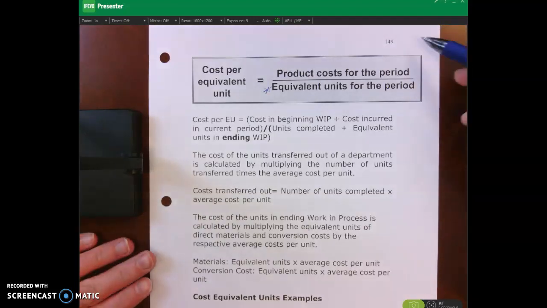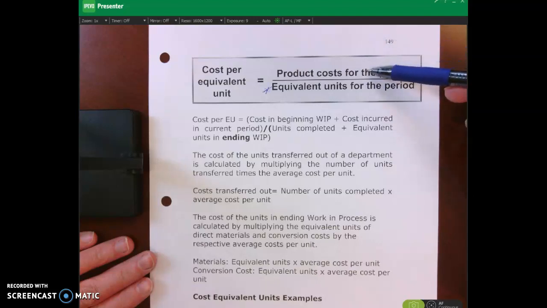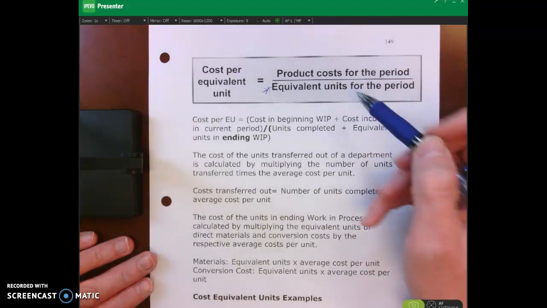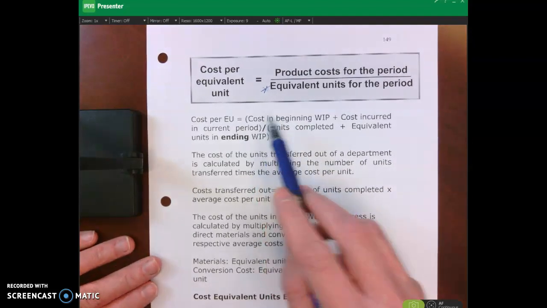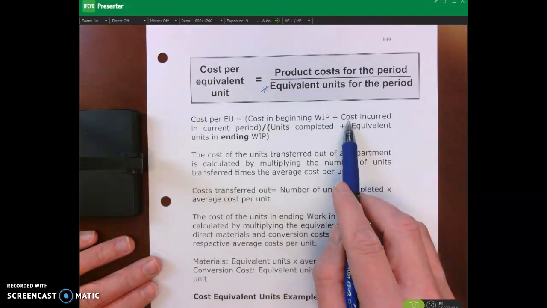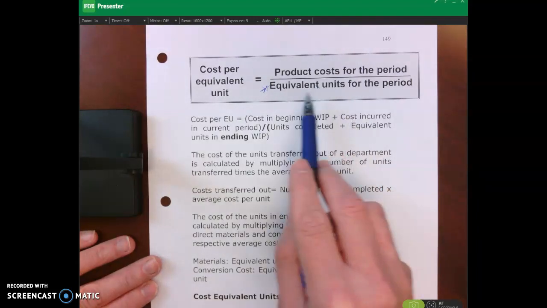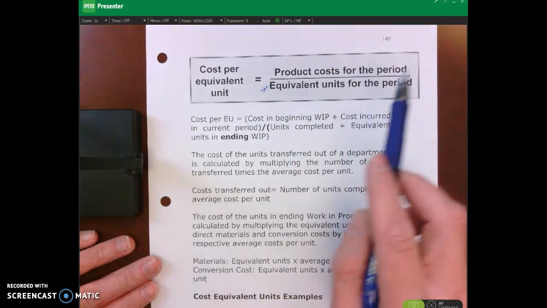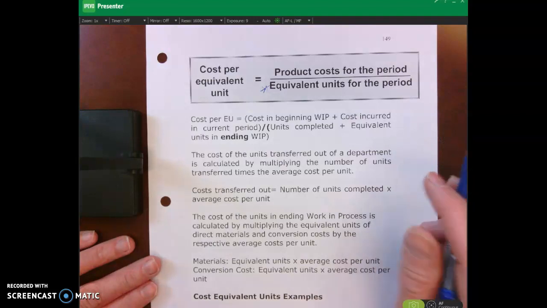This is the formula to calculate the average cost per unit and the cost per equivalent unit. We take our total cost for the period divided by our total units for the period. When I talk about total cost, I mean the cost in beginning WIP plus the additional cost incurred during the current period. And in the prior lecture video, we talked about how to calculate the total units, which is the units completed plus the equivalent full units in ending WIP.